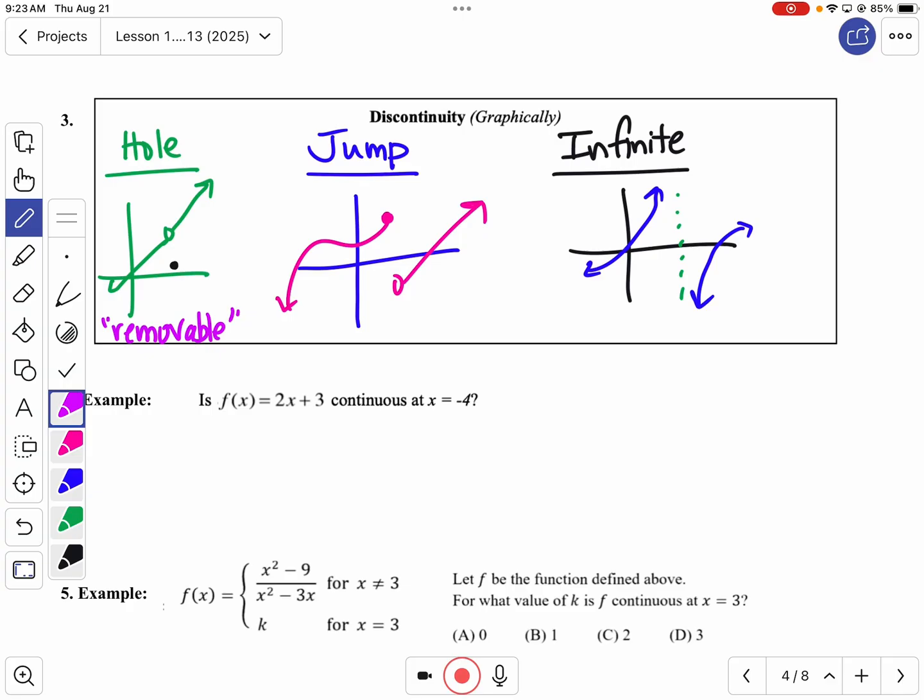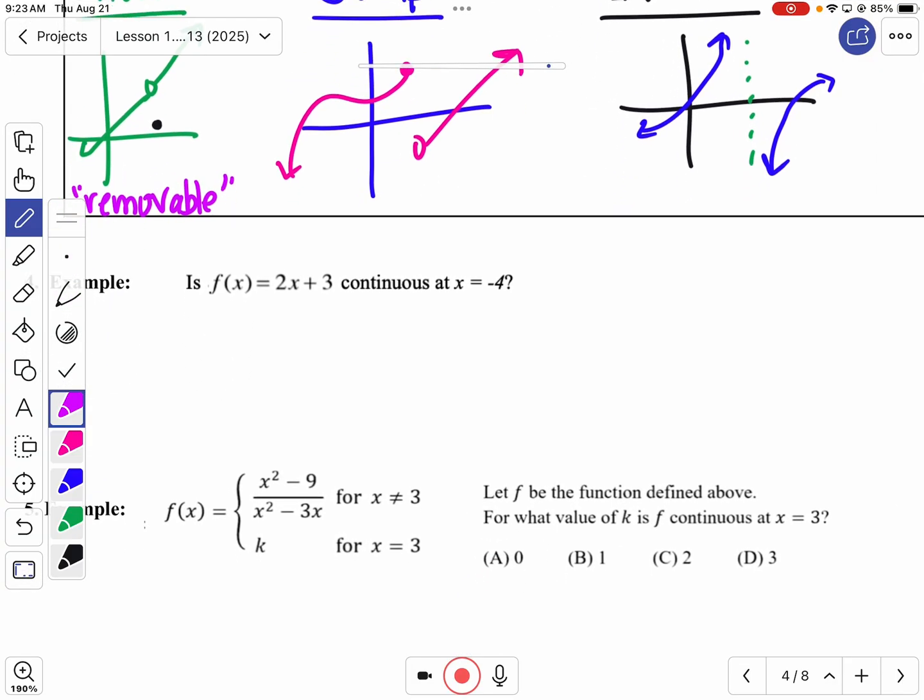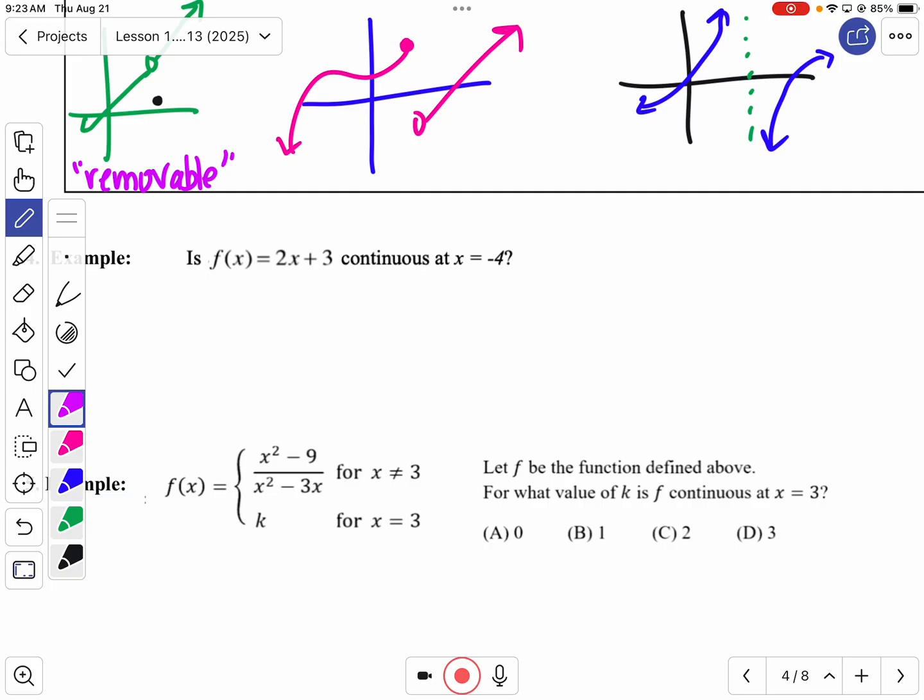All right, so let's do a simple one for continuity. Is f of x equal to 2x plus 3 continuous at x equals -4? Now, that's a linear function. We know that all linear functions are continuous. There's no holes, there's no jumps, there's no asymptotes. So let's talk about how we would prove it.